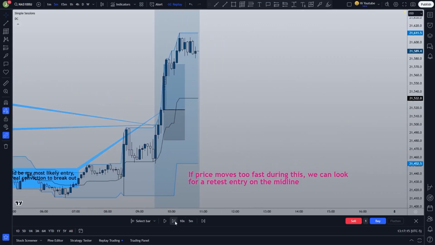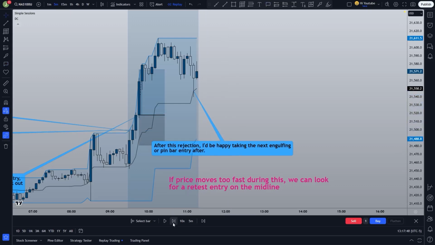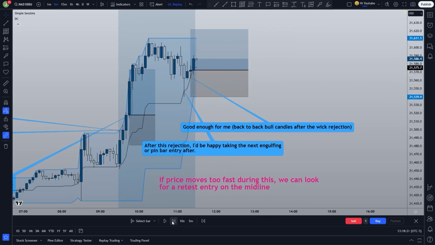Of course, you're looking to enter the trade in the direction of the breakout, and you're going to want to go ahead and place a stop loss between the band that you just broke out of and the middle line. Aim for a risk to reward of at least 1 to 1.5.